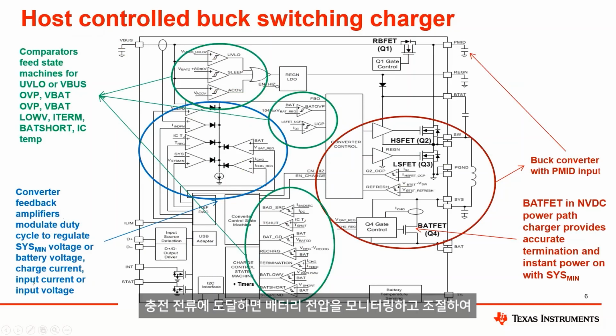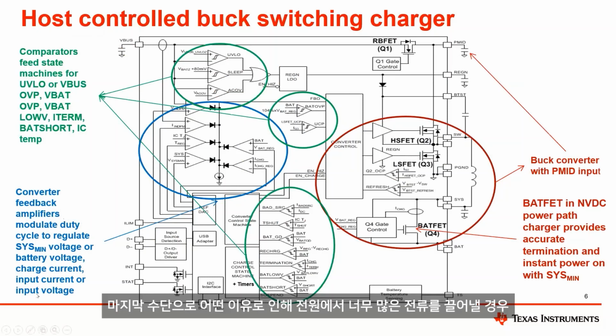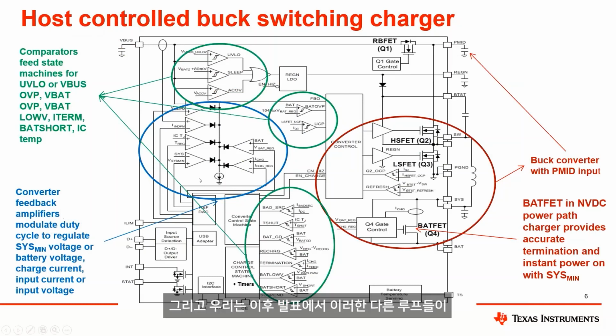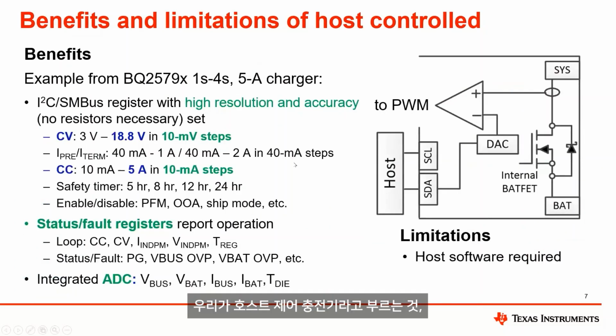But we can also monitor and regulate input current to make sure that we don't overtax the power source, and as a last resort, the input voltage, in the event that we do for some reason pull too much current out of your power source and we don't want to collapse that power source completely. We're going to jump into more detail about how these other loops work later on in the presentation.